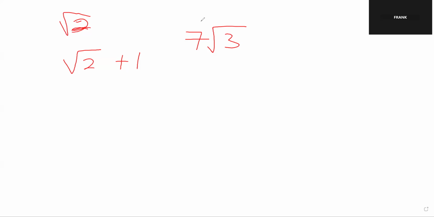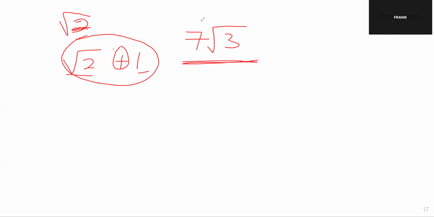So when I say more than one term, we only use plus and minus to differentiate between terms. Once I'm seeing the plus sign here, it tells you root 2 and 1 are two terms. So this becomes a compound set. If I have 7 root 3, there is no plus, there is no minus. They are multiplying, so it's still a simple set. Root 2 is like 1 root 2 or 1 multiplied by root 2. So it's also still a simple set.